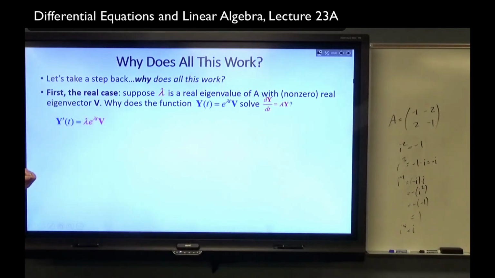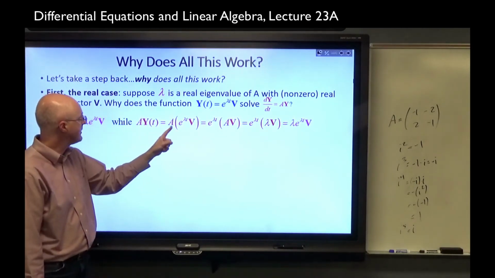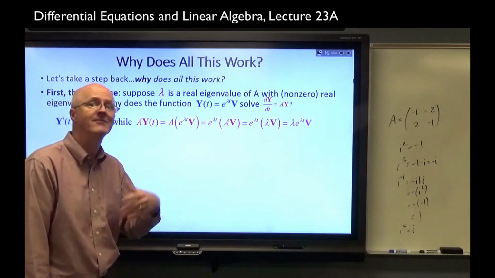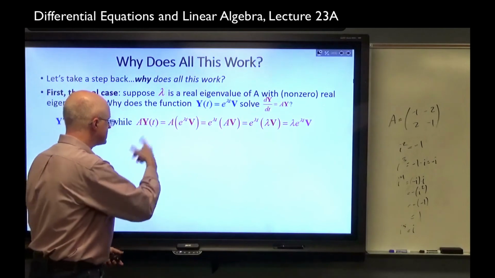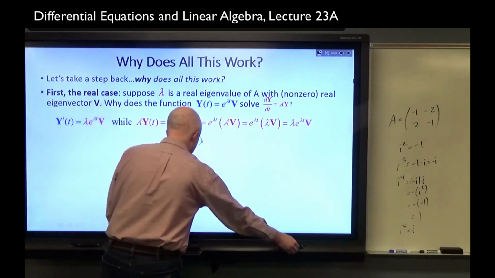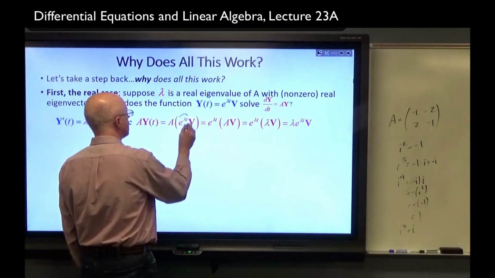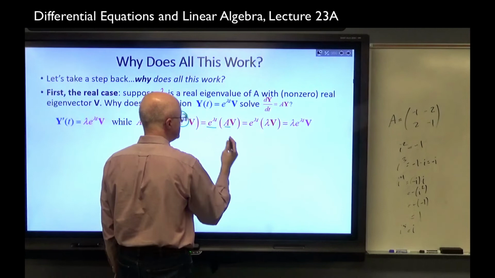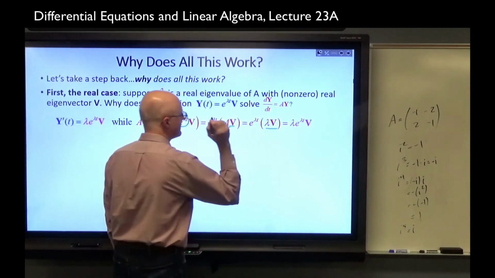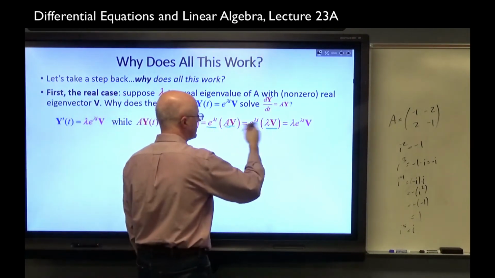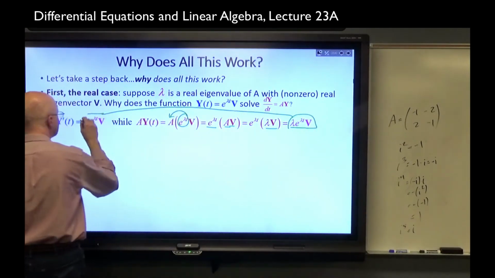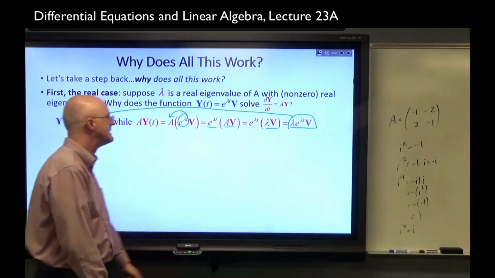That's what the left-hand side simplifies to. On the other hand, the right-hand side, A times y, plug in the function e to the lambda t times v, and use the fact that lambda is an eigenvalue and v is a corresponding eigenvector, as well as the associative property. I can factor out the e to the lambda t in front to get that. It's a scalar. Got A times v. v is an eigenvector for the eigenvalue lambda right there. And then by the associative and commutative property, I can rewrite it like that. And this matches that. Yes, they're solutions.